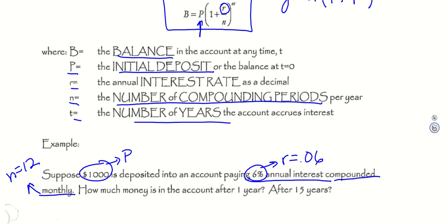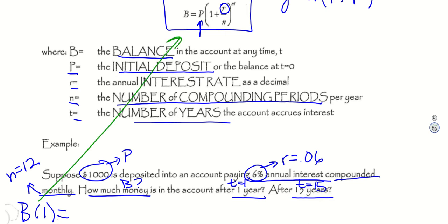And the question is, how much money is in the account? So that's asking us to find the balance after 1 year, so that would be when T is 1, or after 15 years, that would be when T is 15. So we're going to start by finding the balance after 1 year. And we're going to follow the format of this equation here, and we'll fill in what we know.